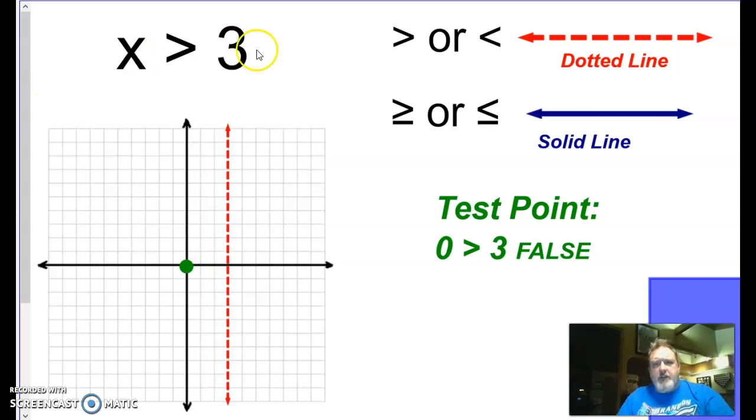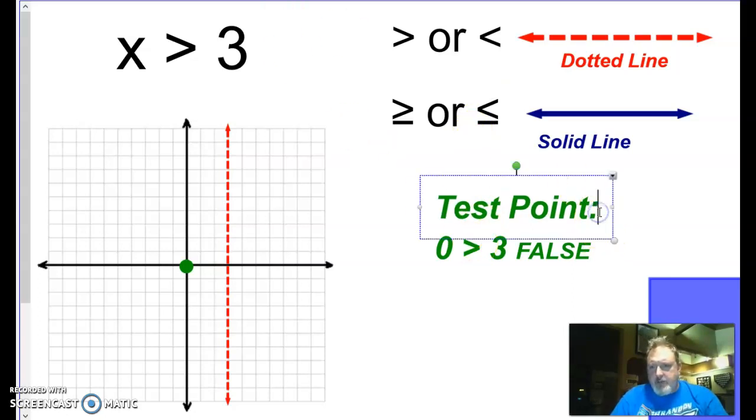So in this case, for this problem, we got x greater than 3, and that is going to be a dotted line. Dotted line because there's no equal to there, and so that line is a vertical line. Notice we went to 3 on the x-axis, put in our vertical line, and again it's dotted because there's no equal to. And then when you shade, the easiest way to go about this is to do something called a test point. And so I usually will use 0, 0.